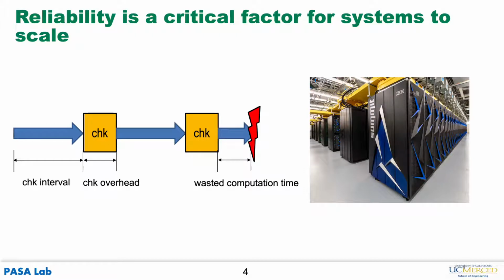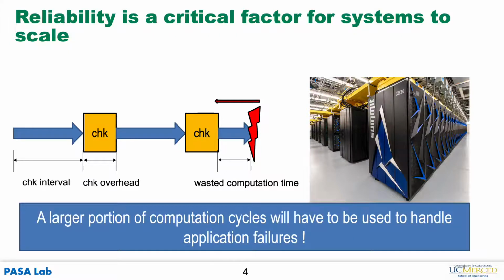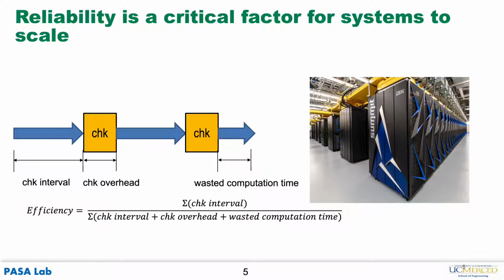Sometimes, during a normal execution, there might be a fault occurring and affecting the application. The fault becomes an error to the application and later leads to a crash. For crashes, the checkpointing restart mechanism would stop the execution, roll back to the latest checkpoint, and restart from the stored program states. A large portion of computation cycles will be used to handle application failures.